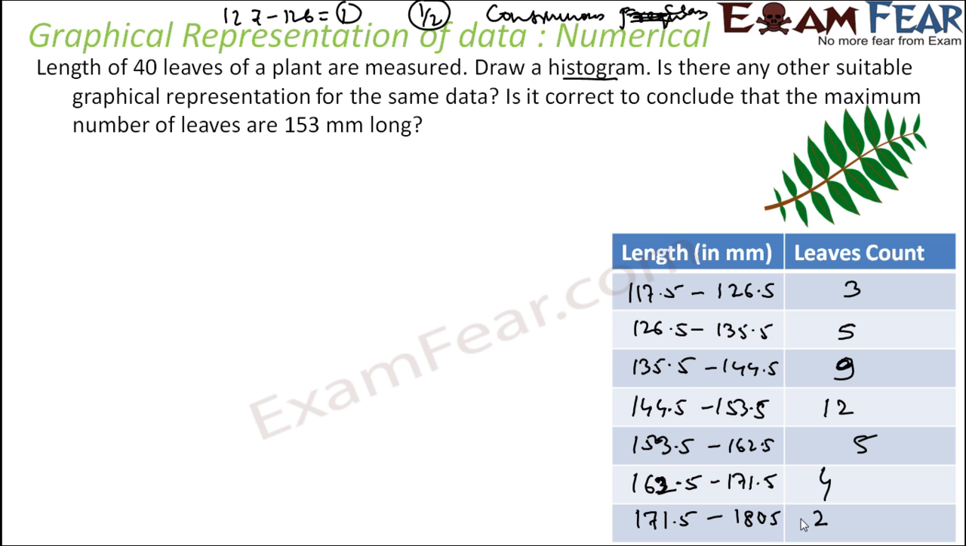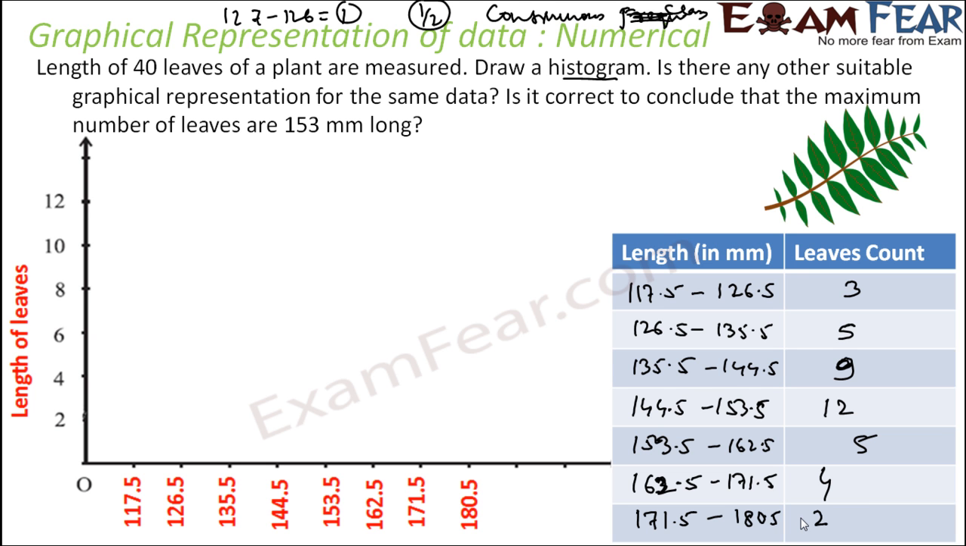Now using this, we'll create a histogram first. Let me show you, this is my variable and this is value. So we'll put the variable in x and value in y. For 117 to 126, I'll draw a rectangle of length 3. And please note here, the class size for all is the same, nothing to worry. Length 3, right, this is 3.